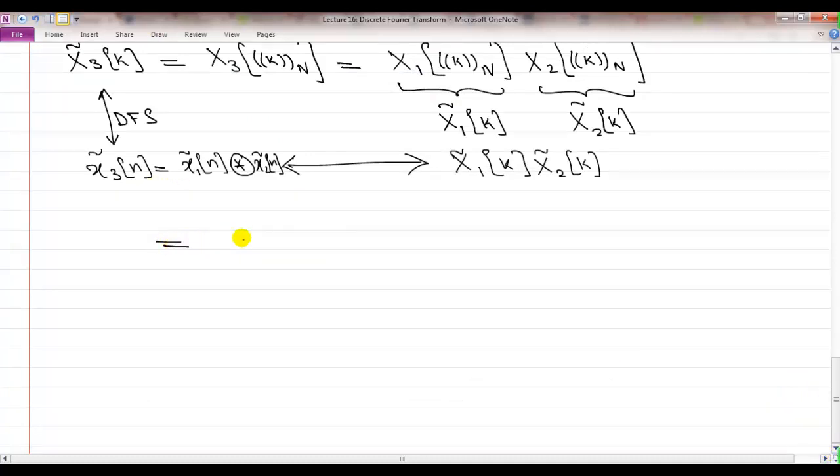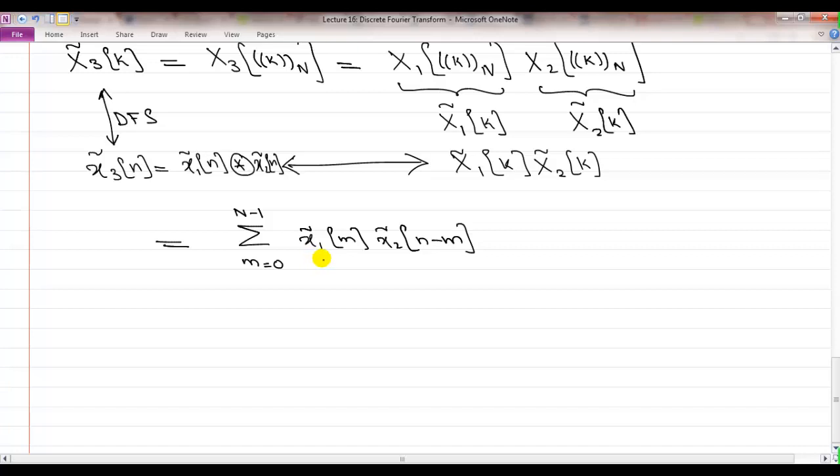If we remember our definition of periodic convolution, it looks exactly like linear convolution. You have x1 tilde of m, x2 tilde of n minus m. The only difference between periodic convolution and linear convolution is where this summation over m goes from. In linear convolution, this summation goes from minus infinity to infinity. In periodic convolution, it goes over one period. So without loss of generality, we'll take m equal to 0 to N minus 1.